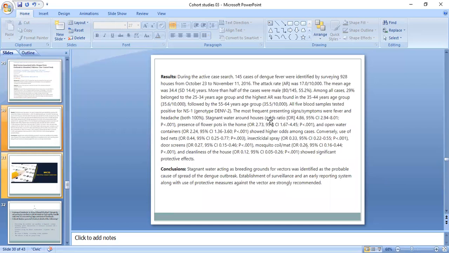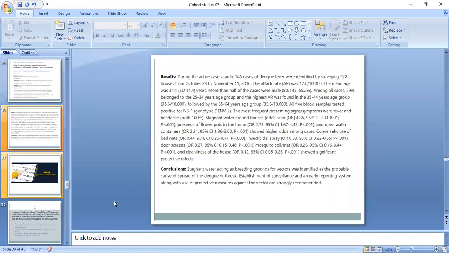Stagnant water around houses, odds ratio was 4.86. Presence of flower pots in the home, odds ratio 2.73, and open water containers, odds ratio 2.24, showed higher odds among cases. Conversely, use of bed nets, odds ratio 0.44, insecticidal spray, odds ratio 0.03, door screens, odds ratio 0.27, mosquito coils or mats, odds ratio 0.26, and cleanliness of house, odds ratio 0.12, showed significant positive protective effects.